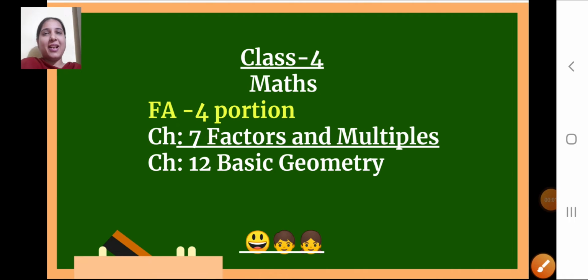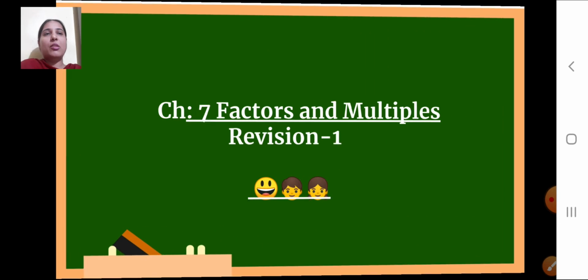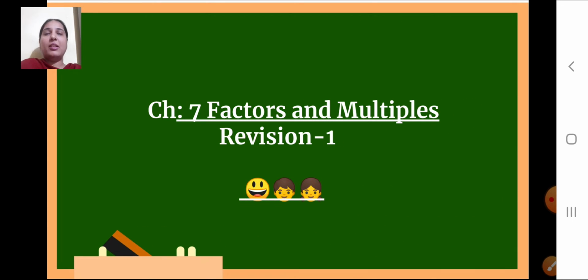Children, Sai Ram. You have already got your FA4 portion, and there are two chapters for your FA4 exams: chapter number 7, factors and multiples, and chapter number 12, basic geometry. So today we will see the revision of chapter number 7, factors and multiples.